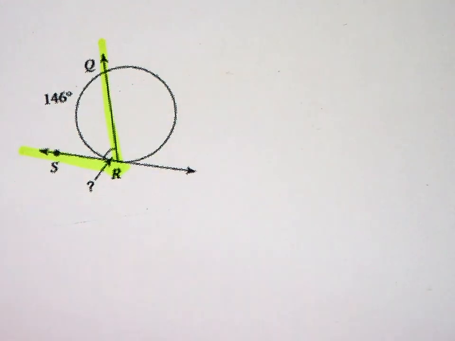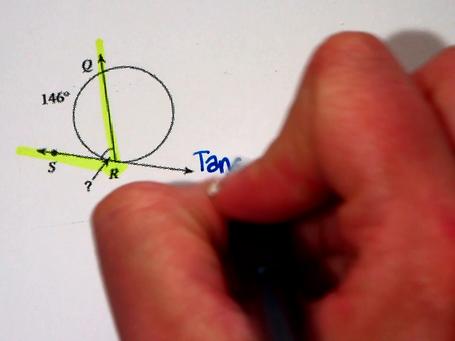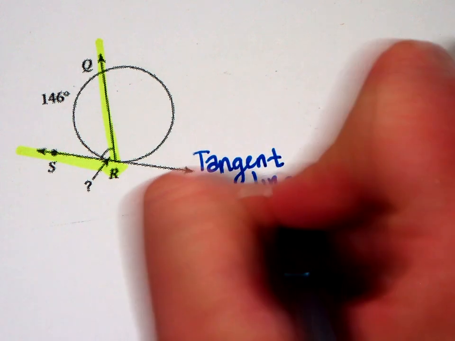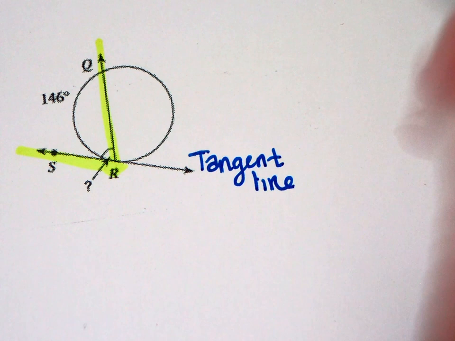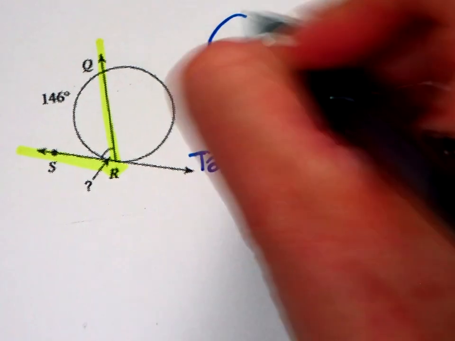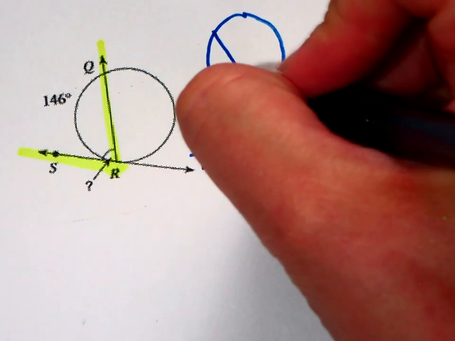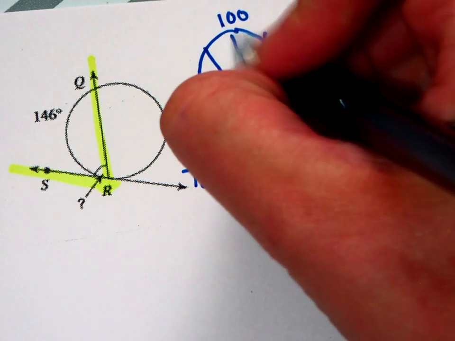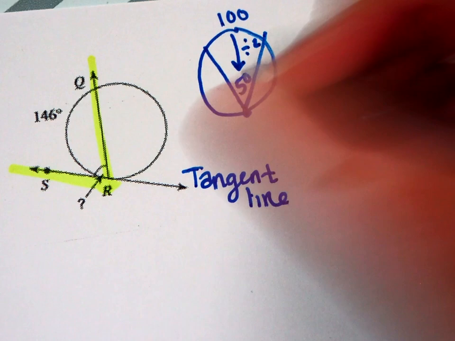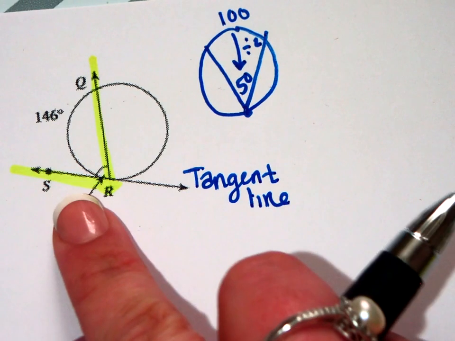This line here is referred to as a tangent line because it does not intersect the circle. In order to solve this problem, you're basically using the same mentality you did with inscribed angles. With inscribed angles, remember, the vertex is on the circle, and let's say the arc is 100. To get the angle, you divide by 2 to get 50. The same concept applies to this type of angle.